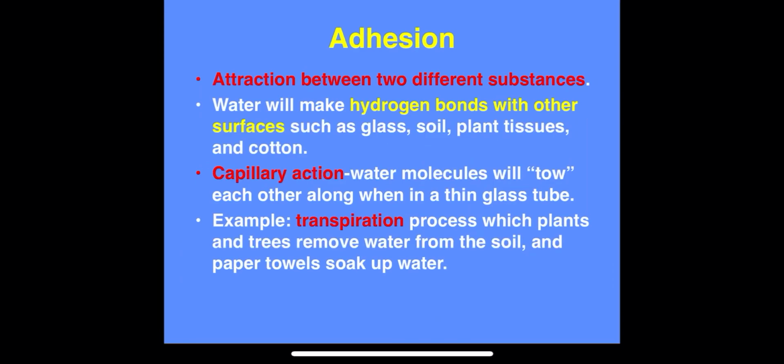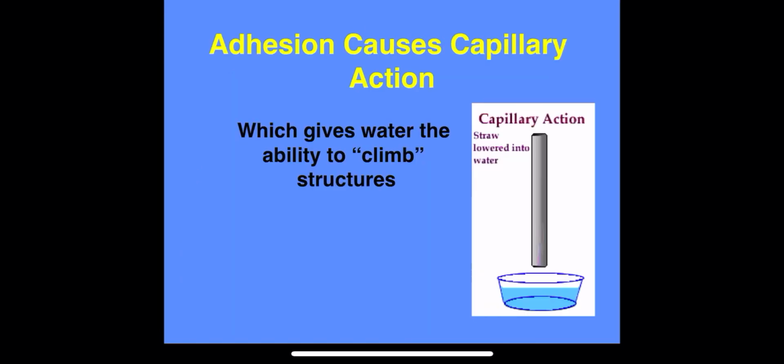So what's adhesion? Adhesion is the attraction between two different substances. Water will make hydrogen bonds with other surfaces such as glass, soil, plant tissues, and cotton. It has capillary action, where water molecules tow each other along a thin glass tube. An example is the transpiration process, in which plants and trees draw water from the soil, and paper towels soaking up water. This is adhesion.